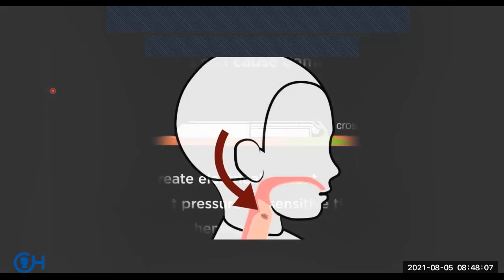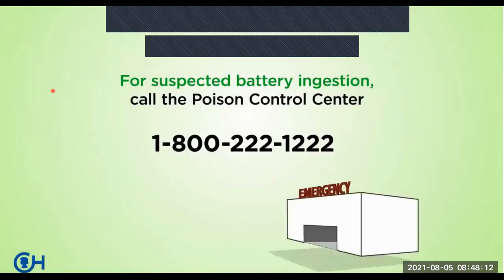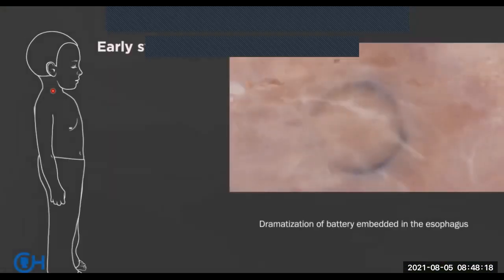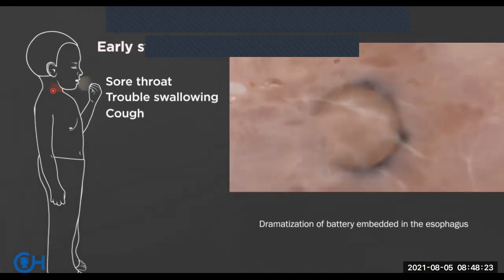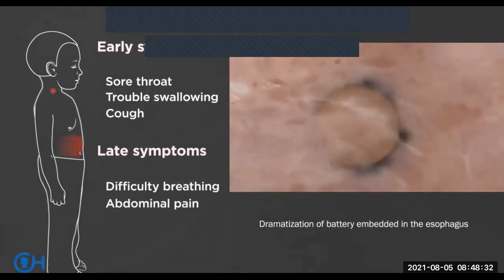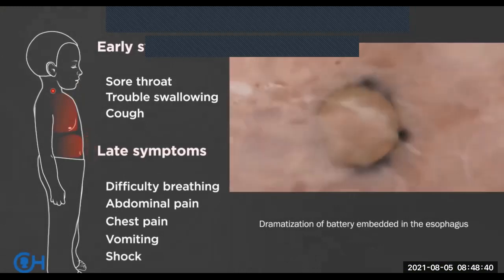If you think a child may have swallowed a button battery, call the poison center right away. It may be important to take the child to a hospital to get checked out. Early symptoms after swallowing a button battery can be mild, things like a sore throat, trouble swallowing, a little cough, but as the battery remains stuck, it can continue to cause significant damage, leading to even more severe symptoms such as trouble breathing, abdominal pain, chest pain, bloody vomiting, and shock. This damage can be permanent, leading to the inability to eat through the mouth or to speak, and unfortunately, death has been reported following button battery ingestions.